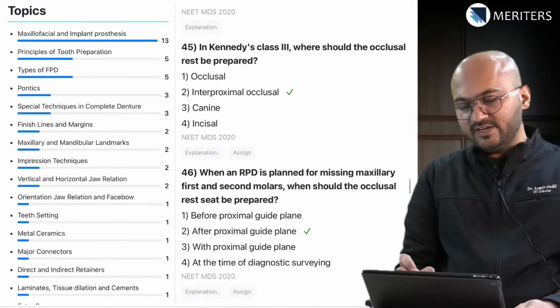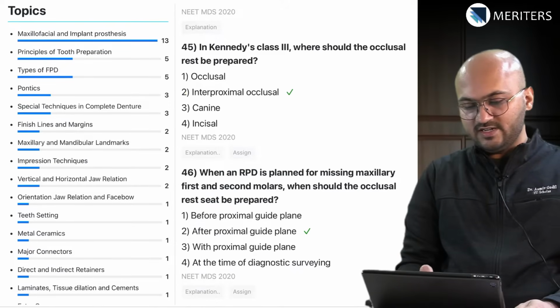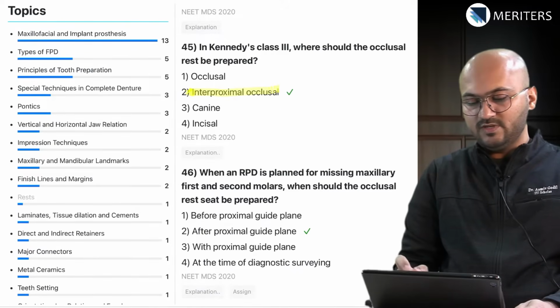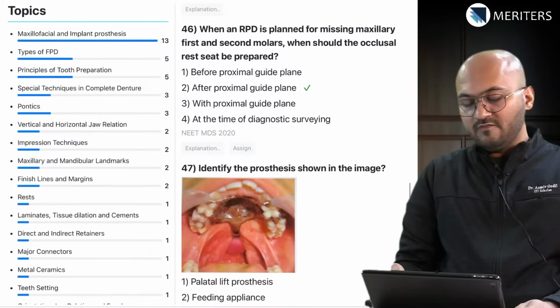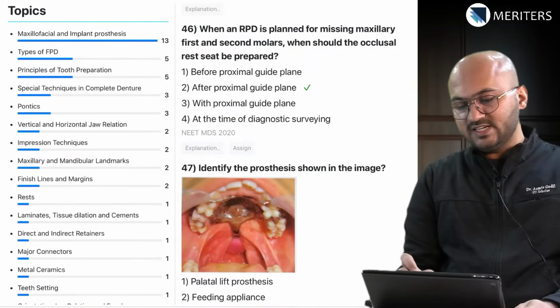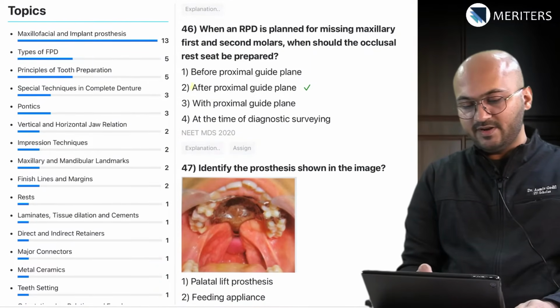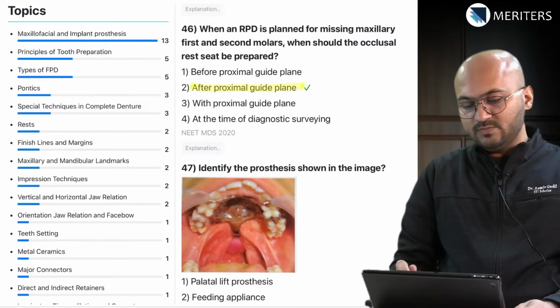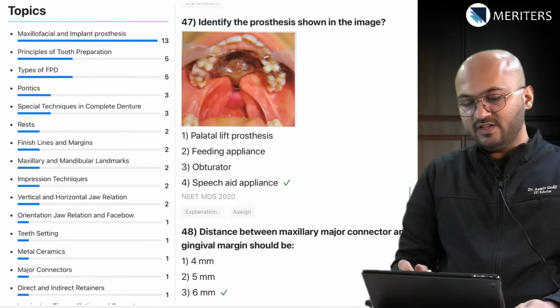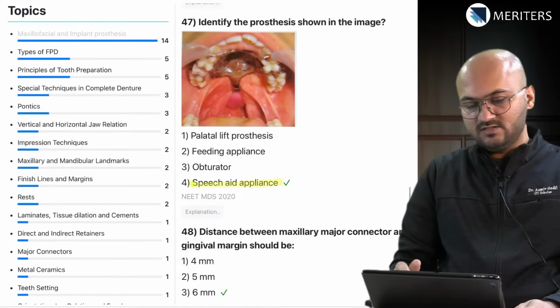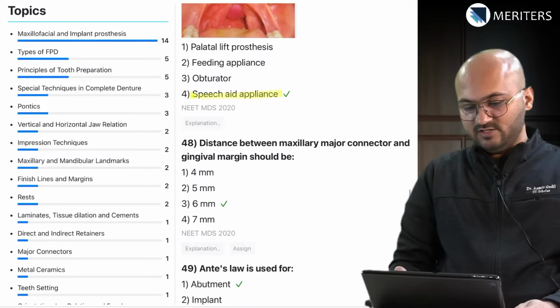In Kennedy's class 3, where should be the position of the occlusal rest? In the interproximal area. When an RPD is planned for missing first and second molars, when should the occlusal rest seat be prepared? It should be after the proximal guide plane. Then identification of a speech aid appliance, image based question, maxillofacial.